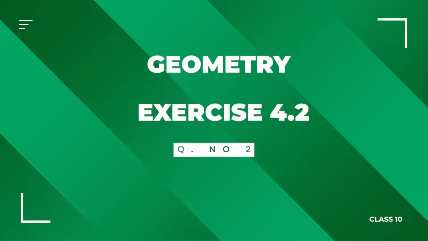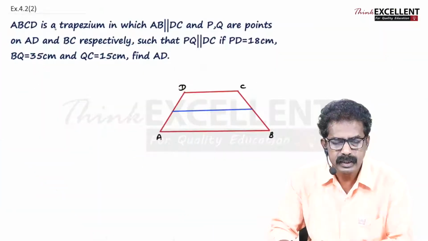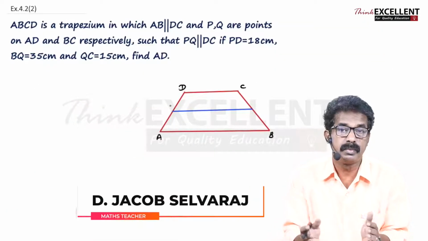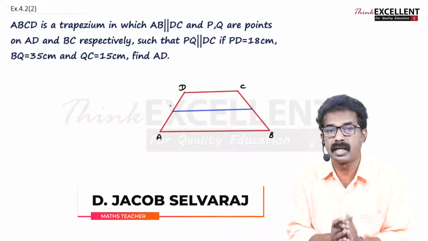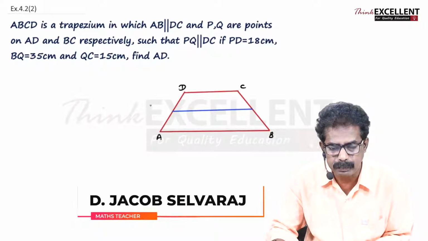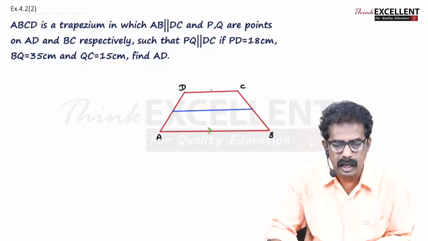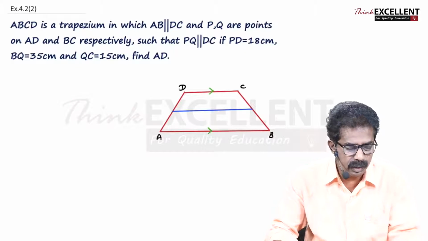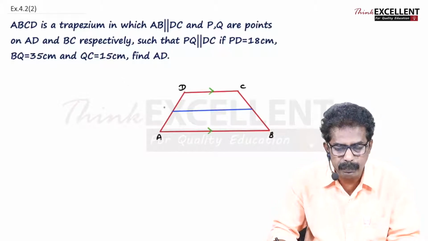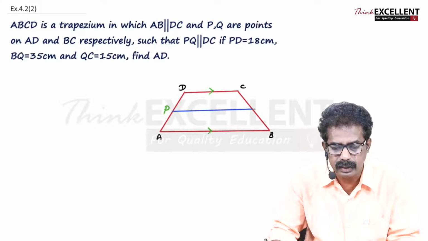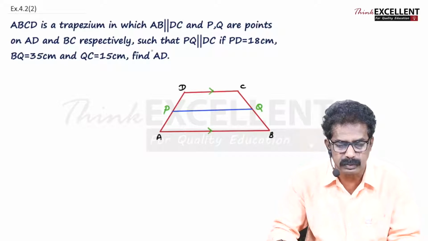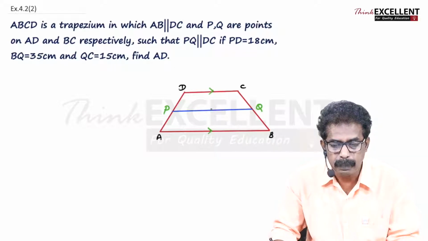Exercise 4.2, question number 2. ABCD is a trapezium. Trapezium means it's a quadrilateral with one pair of opposite sides parallel, right? ABCD is a trapezium in which AB and DC are parallel. P and Q are points on AD and BC respectively, such that PQ is parallel to DC.